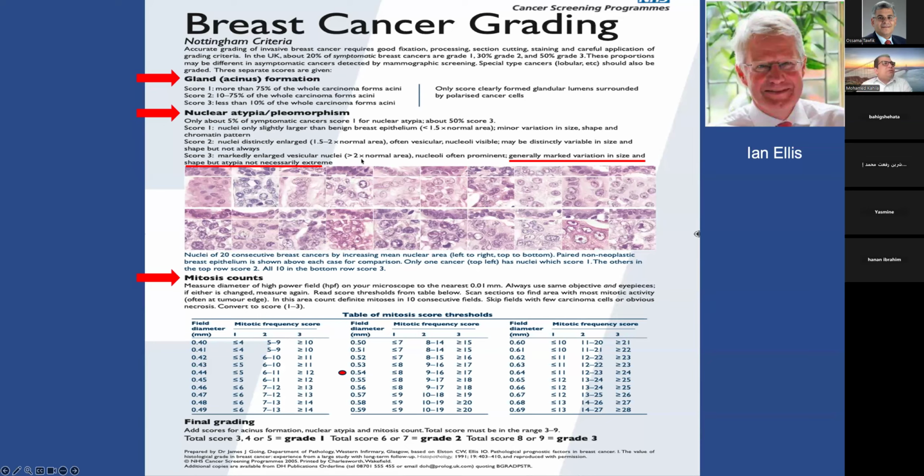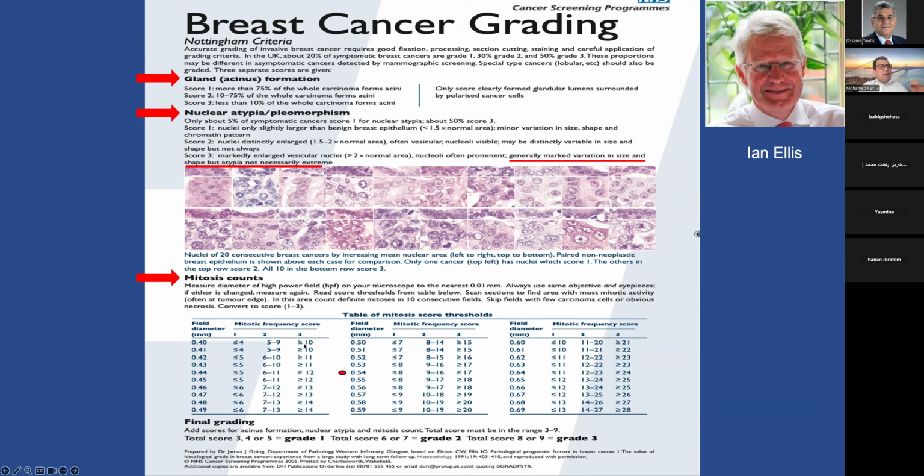Why is this important? Because, for example, I get cases where the nuclear score is not based on the entire tumor. You need to look at your entire tumor and then assign the nuclear score. You're not supposed to go to a small area that has very ugly nuclei and say, oh, that's a score 3. So the nuclear score is based on the whole tumor.